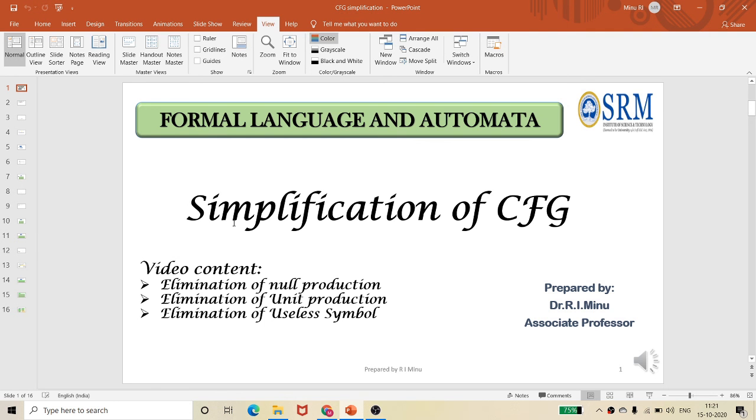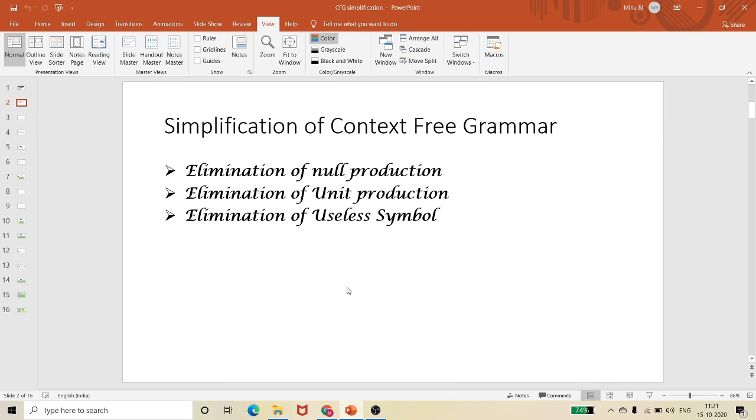Hi students, in this video I am going to explain the concept of simplification of context-free grammar. Normally, before converting a given context-free grammar into a normal form, we need to do certain pre-processing steps. These are the three important pre-processing steps: elimination of null production, elimination of unit production, and elimination of useless symbols. In this video we will see all three eliminations with a few examples.